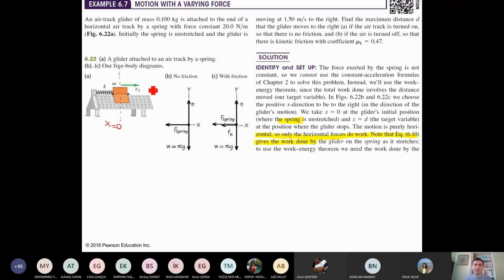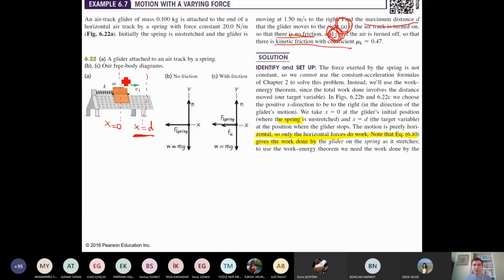This is the maximum distance, given with d in the question. This maximum distance is asked for two conditions. In A, there is no friction, so the air track is active and there is no friction between the glider and the air track. In the second case, the air is turned off, so there's a kinetic friction between the surface of the air track and the glider.